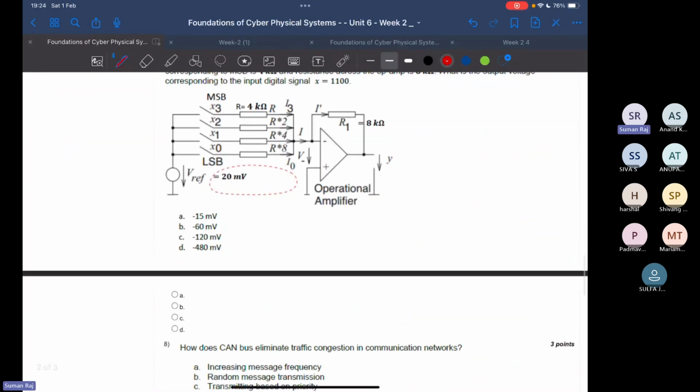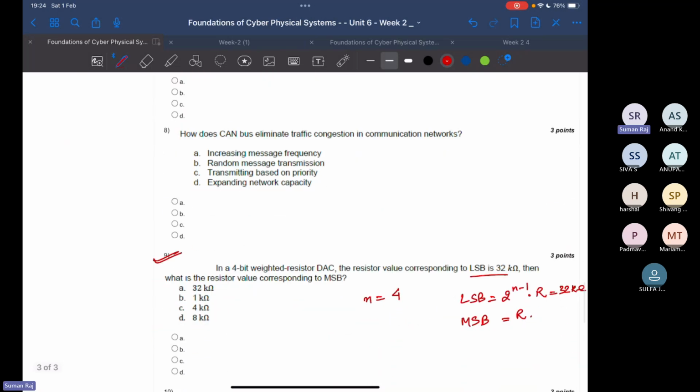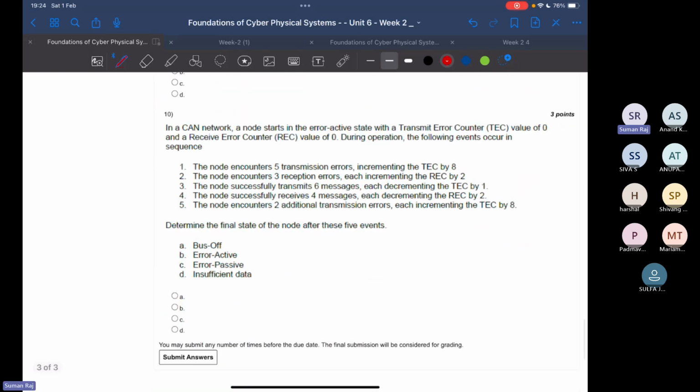Next question, this we have already discussed, so you should be able to do it. Okay, how does CAN bus eliminate traffic congestion in communication networks? This is a very theoretical question, so I would again suggest go back to the slides or go back to the lecture, and there would be an answer to this question. Again, question 9 we have discussed how you can solve it.